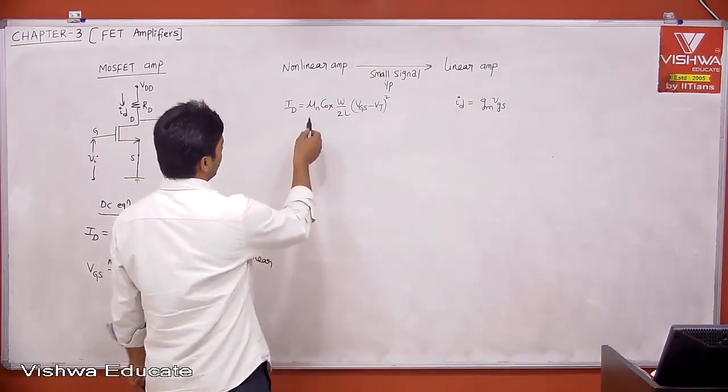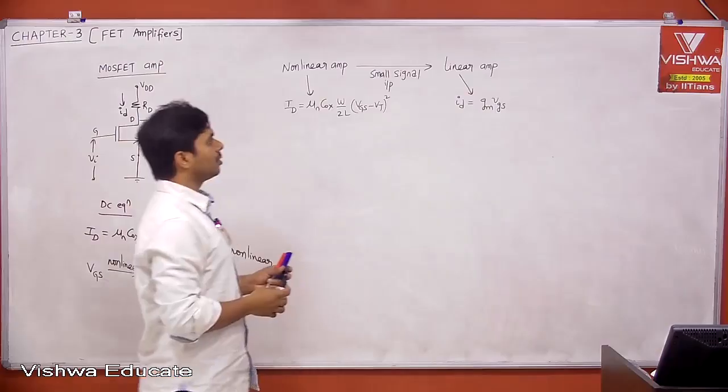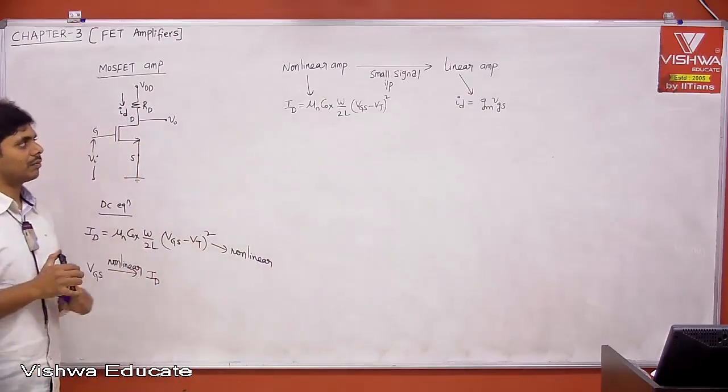Therefore, this is non-linear, and now this is becoming linear. But we should know what gm is. That part I will derive. Okay?